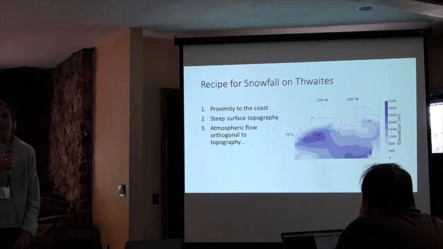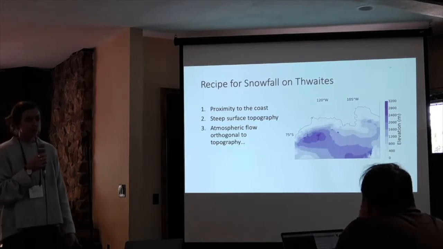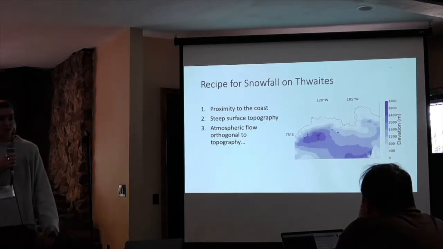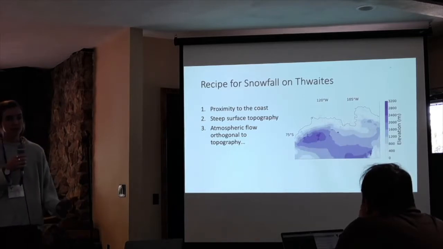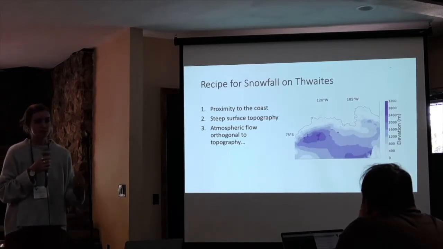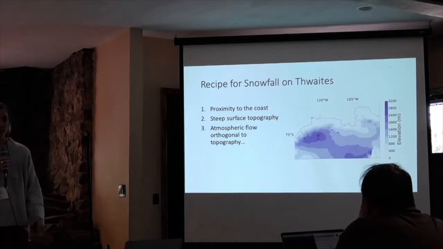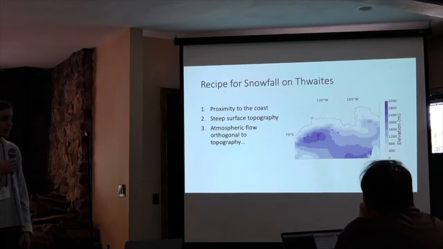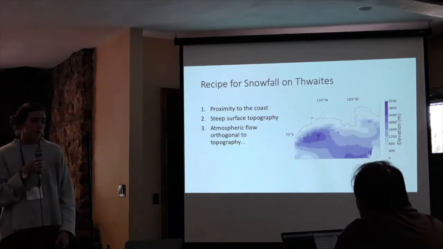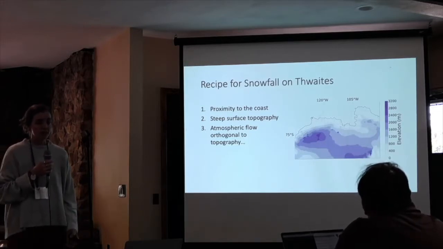So there are three ingredients we need in the recipe for snowfall. First of all, we need proximity to the coast, and we need steep surface topography. And Thwaites Glacier has both of these because the glacier slopes upwards steeply as we move away from the coastline to the interior. The third element we need is atmospheric flow orthogonal to the topography of the glacier.